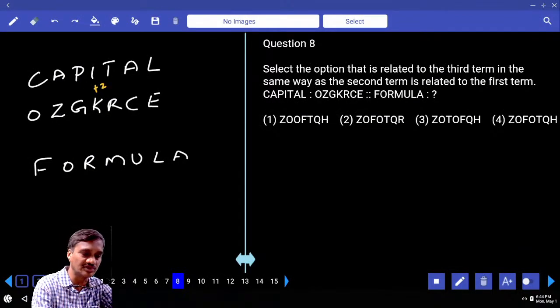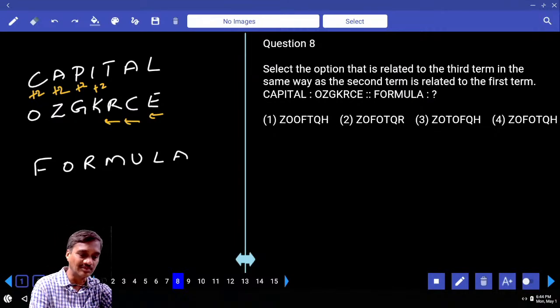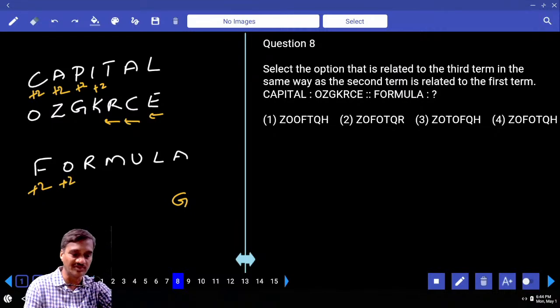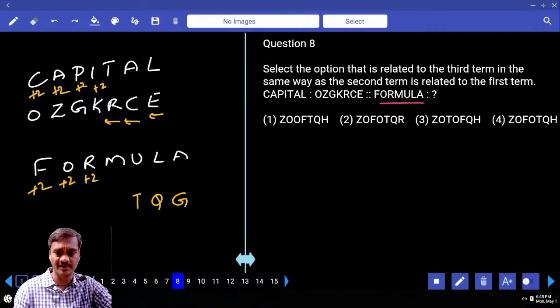Then C plus 2 is E, written in reverse. A plus 2 is C, written in reverse. P plus 2 is R, written in reverse. The first four letters are written in reverse order, and similarly plus 2: F plus 2 is H, O plus 2 is Q, and R plus 2 is T. FOR and OZGKRC are opposite.